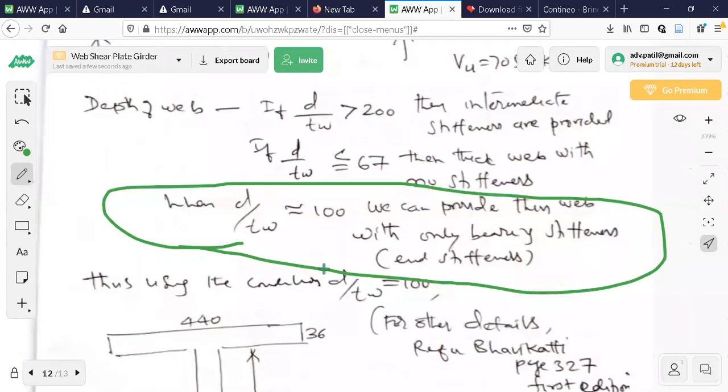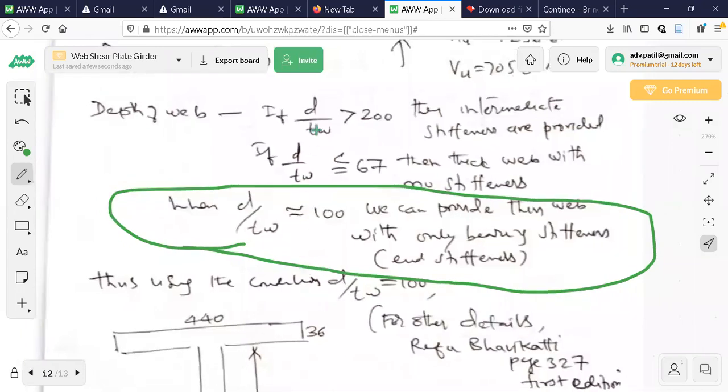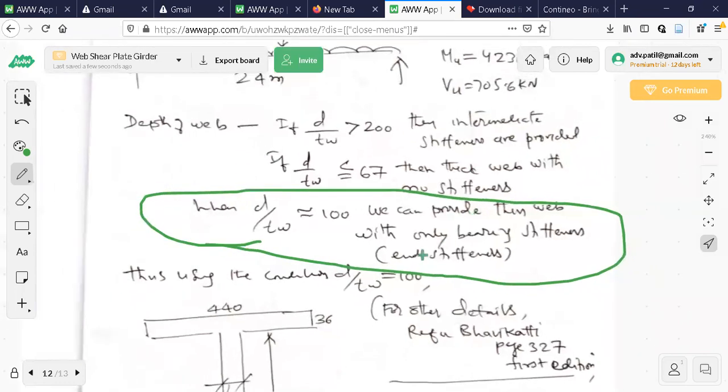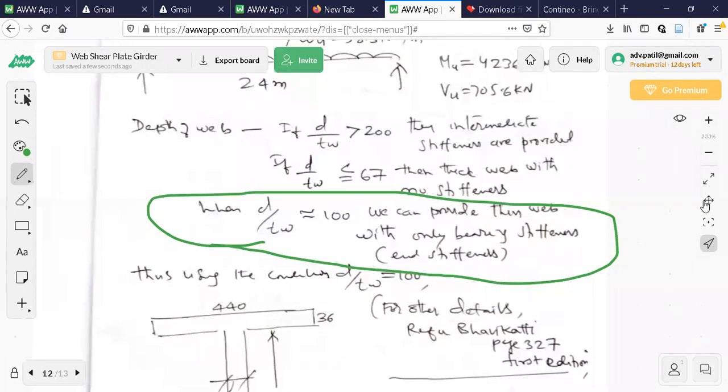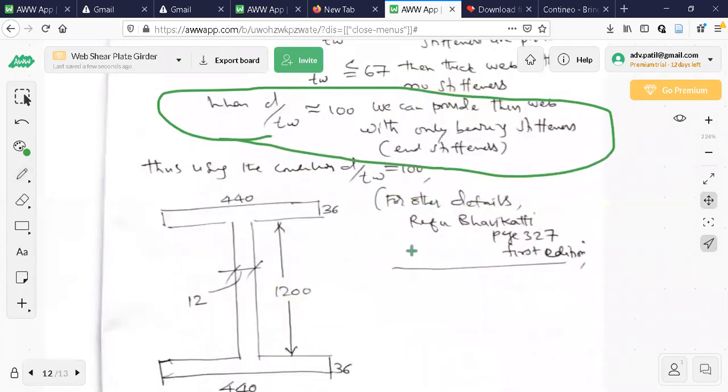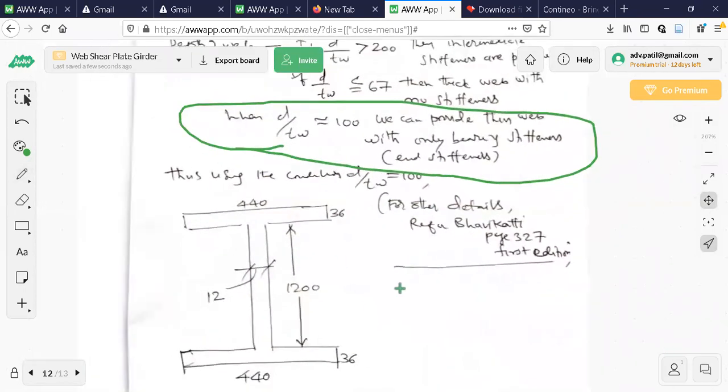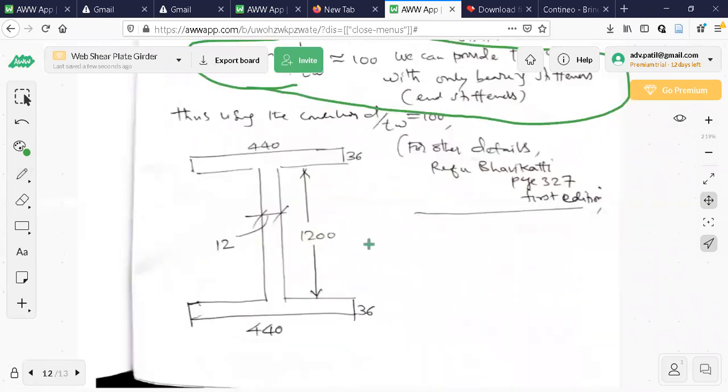That is why in every problem, in the initial stages, the D by TW ratio has to be adjusted properly. Then only you can design without any stiffeners, with end stiffener, or with both. 3 cases will be there. In all the 3 cases, the D by TW ratio becomes very important. Any questions here? See this one, thin web, 1200 with only 12 mm thick.